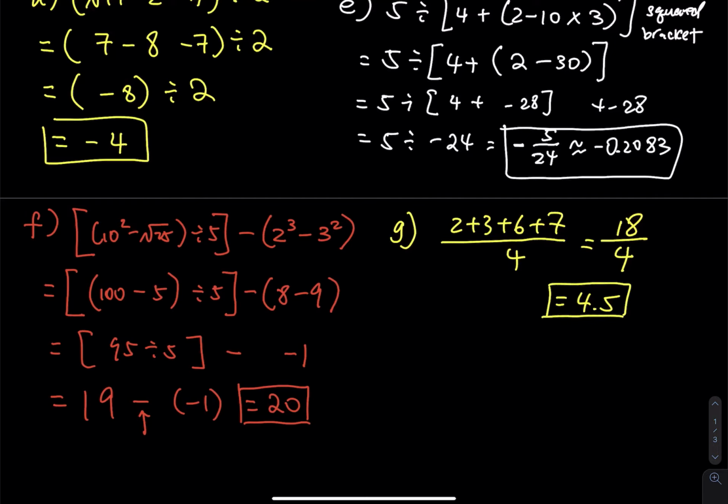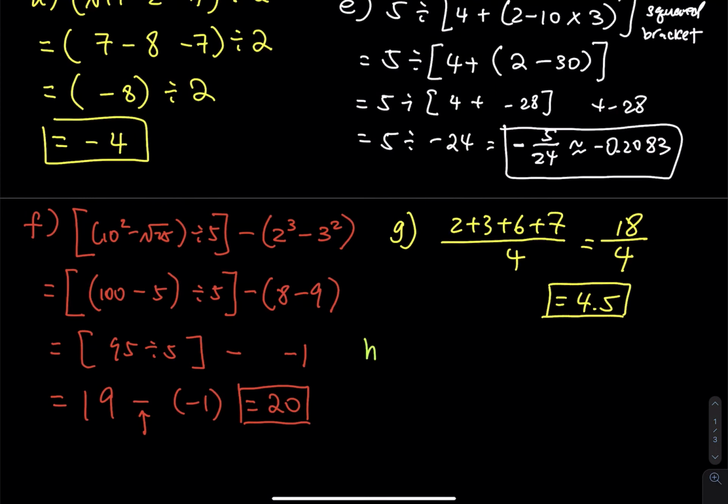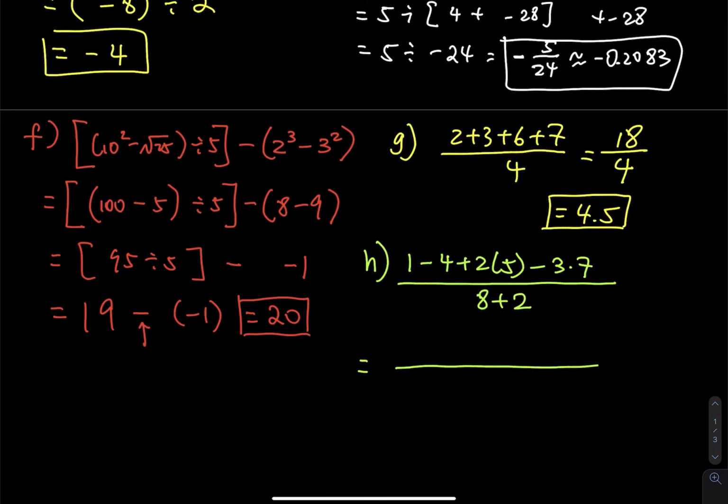All right, and then part H. Part H, you have 1 minus 4 plus 2 times 5 minus 3 times 7. So on top, who has higher priority? The multiplication, right? So the multiplication has higher priority. So 2 parenthesis 5 means 2 times 5.